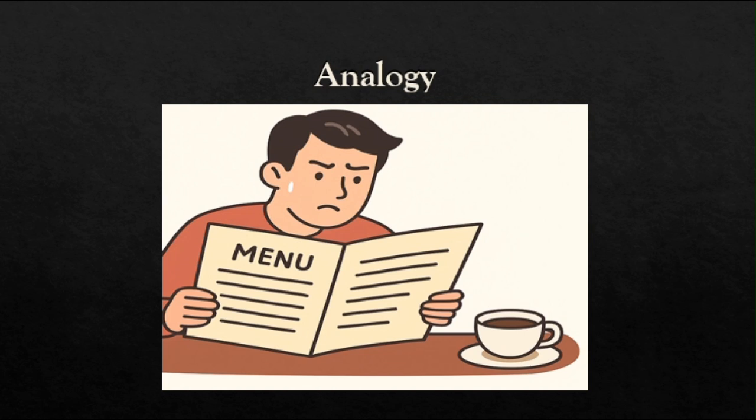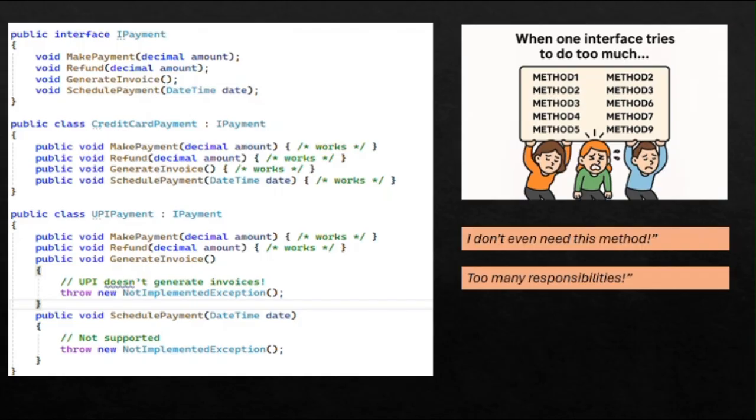Let's go back to our payment processing system. Suppose we create one giant interface, IPayment, which supports make payment, refund, generate invoice, and schedule payment methods. Now we implement it for different payment types. For credit card, it supports all methods, so it's okay for credit card.